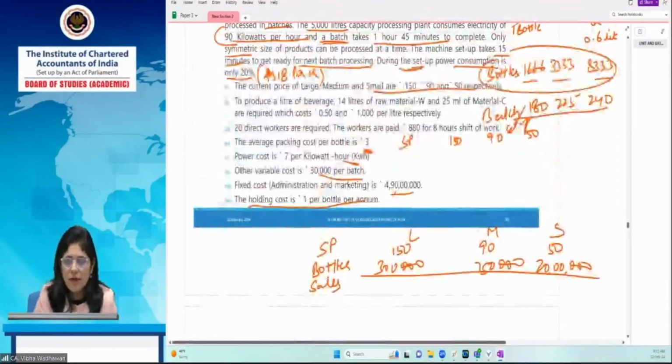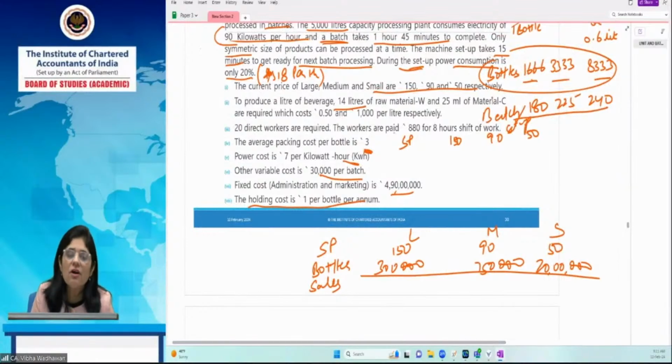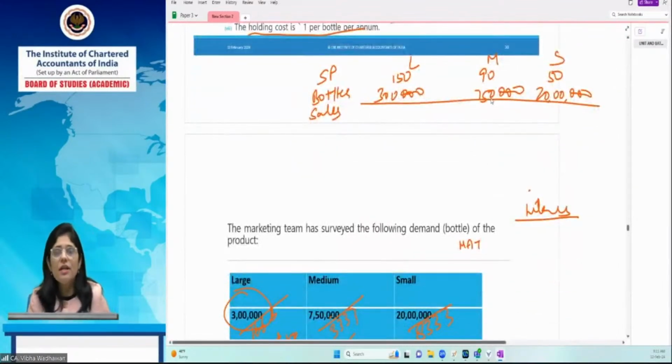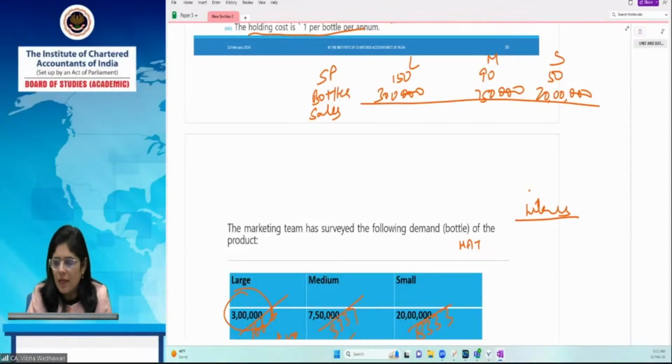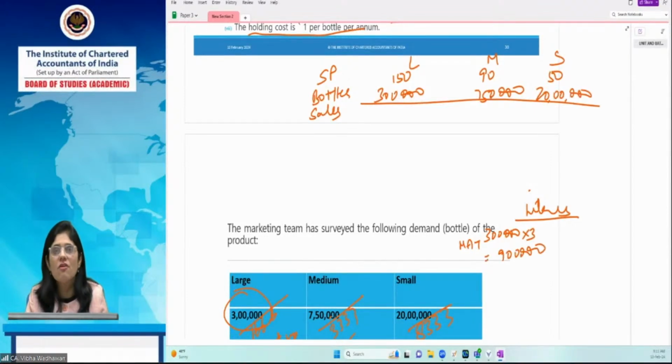You require 14 liters of raw material per liter of beverage. So first of all, how many liters do we have in the bottles? 3 lakh bottles into 3. So 9 lakh liters of product we have, into 14 liters. Clear? Similarly, for medium size, 7 lakh 50,000 bottles are there.